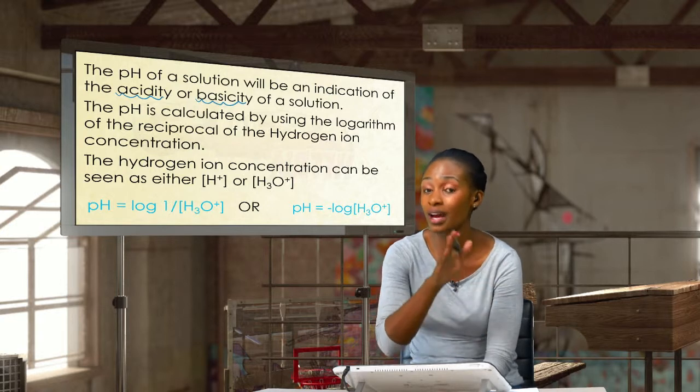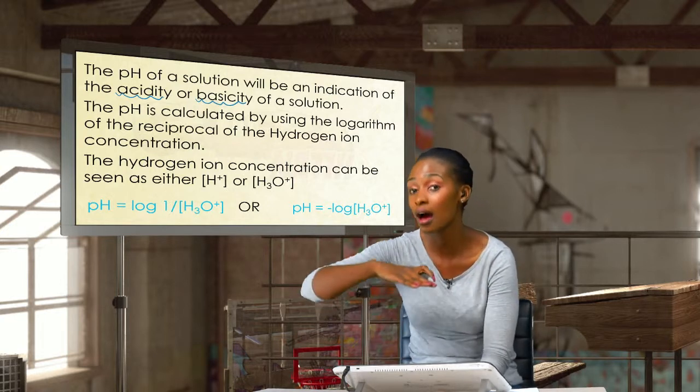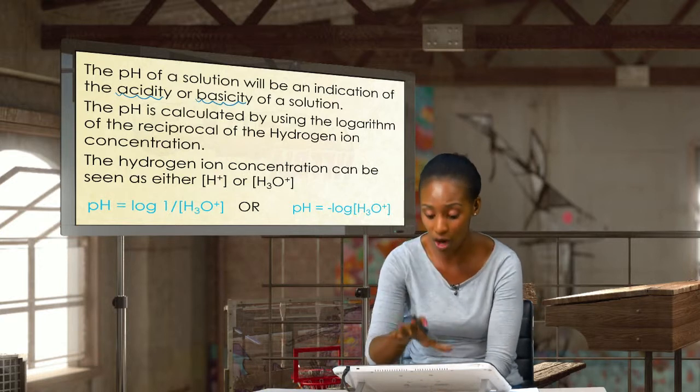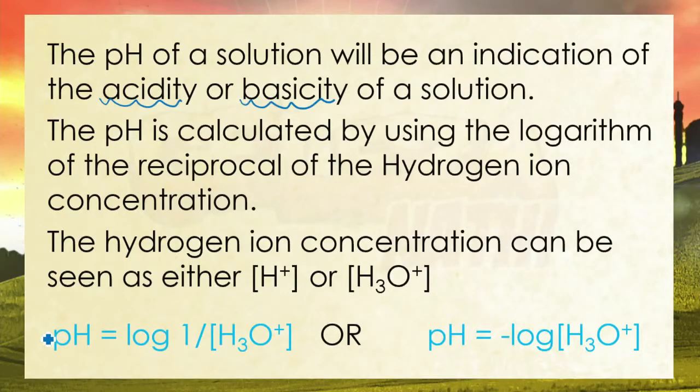You can't be asked to find how acidic something is and you find something above 7. Then something is incorrect. So make sure that you know how to refer back. Now, something very, very important. You need to know the formula that you need to use.